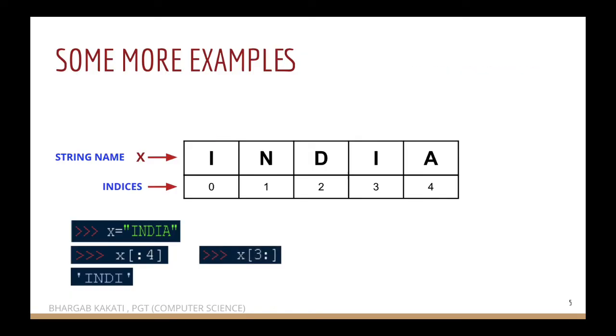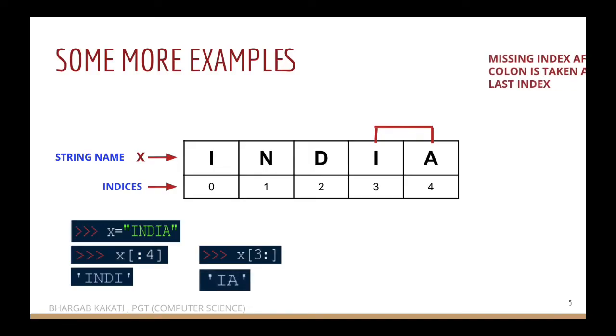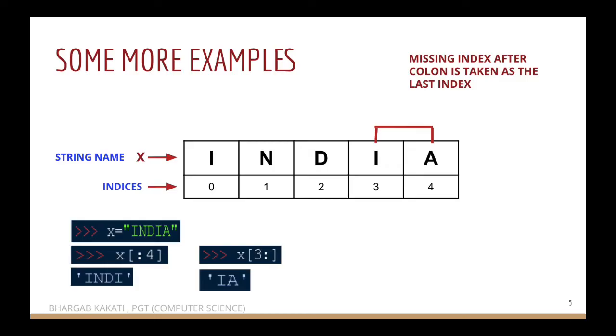Next up, if I write x[3:], that means what am I missing here? I am missing the upper limit index. Then what will be the answer? You can predict here, and if your prediction is IA, then it is correct. So, it will be displayed as IA. If I do not specify the upper limit index, that is, missing index after colon is taken as the last index. So, here it will be taken as the last index, that is 4, and hence the result is IA.